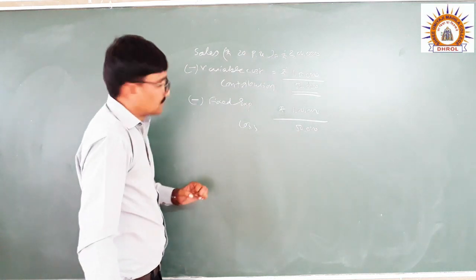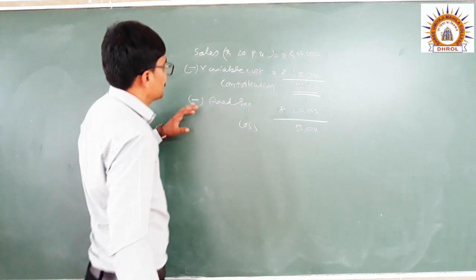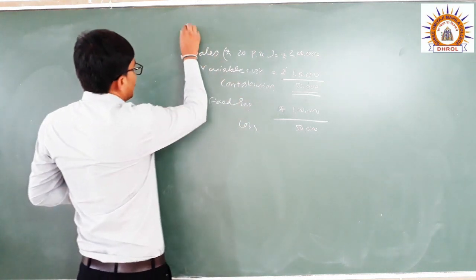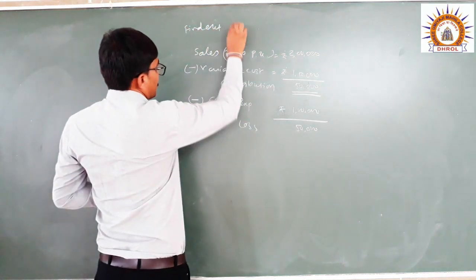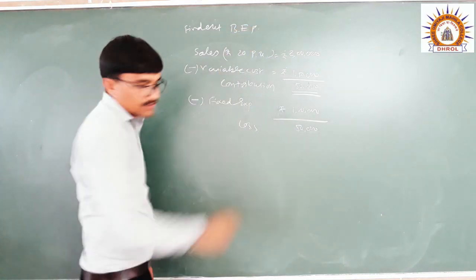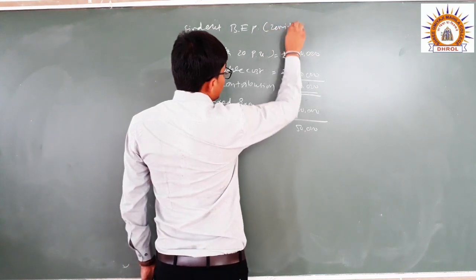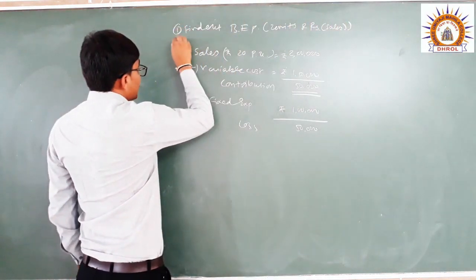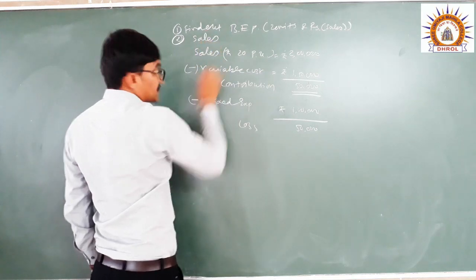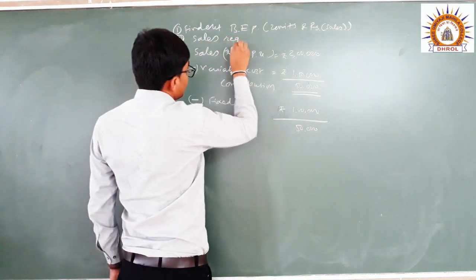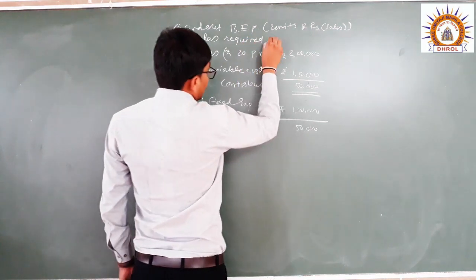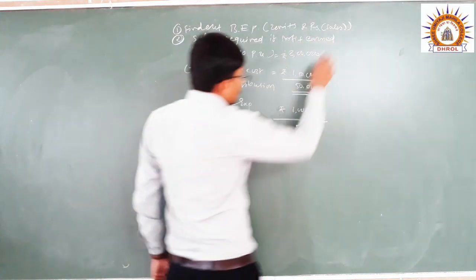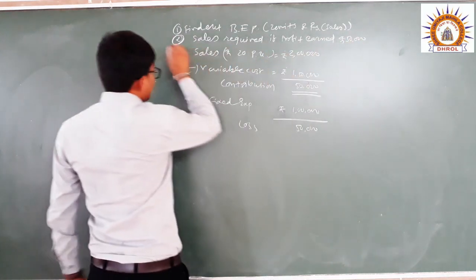Right. Now let us try to understand how this illustration is going on. Find out break-even points in terms of units and rupees, it means sales, right? And second thing, find out sales required if profit is rupees 50,000. So what does it mean then?